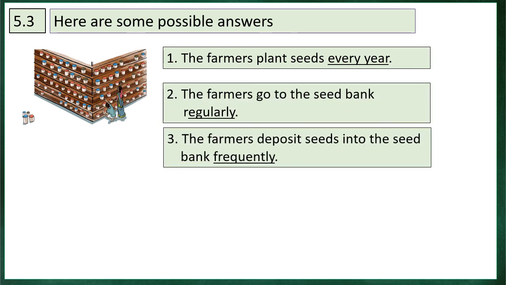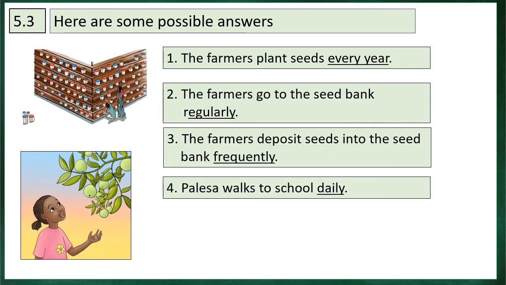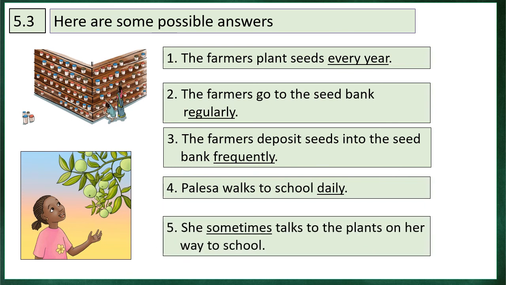Number 3, the farmers deposit seeds into the seed bank frequently. Which word did you use? Number 4, Paliso walks to school daily. I wonder what you said. And number 5, she sometimes talks to the plants on her way to school. What did you write? Well, as long as you wrote adverbs of frequency that answer the question, how often, they will be correct. Well done.